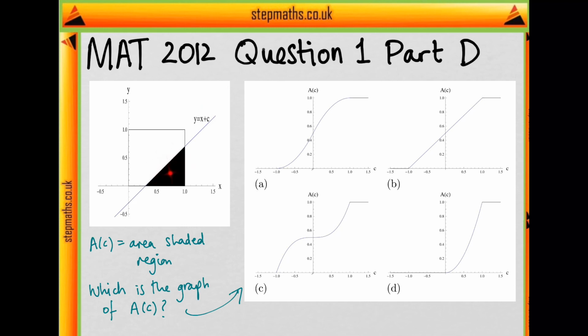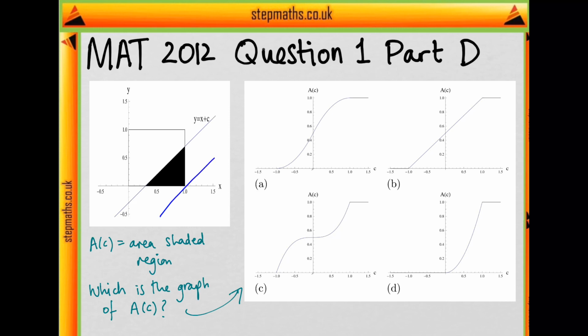They've called the area of this shaded region A(c), and they want to know which of these graphs is the graph of A(c) as c varies. As we vary c, we're just going to be moving this line along the square. So let's think about how the area increases when we do that.